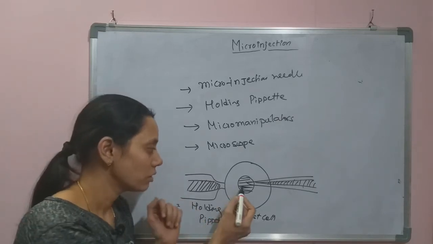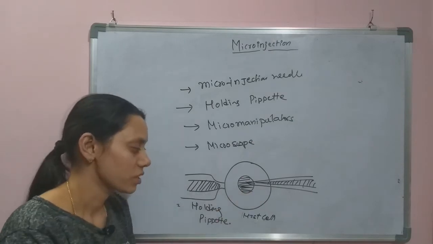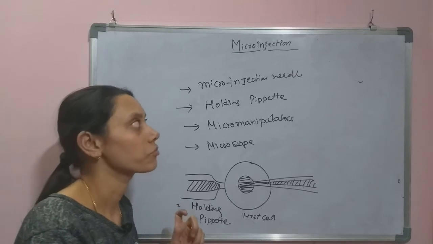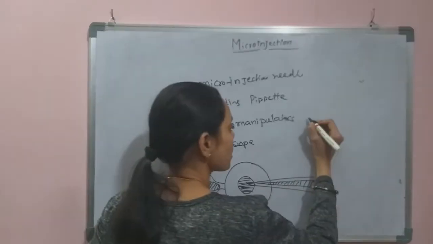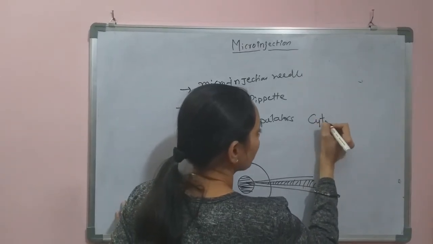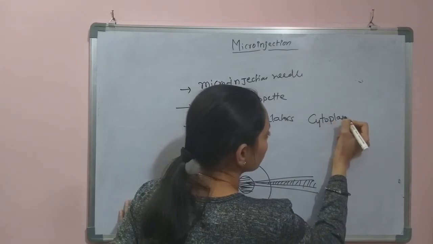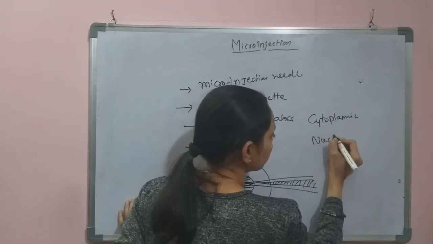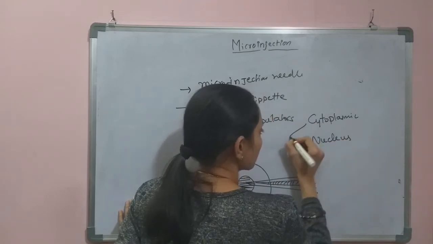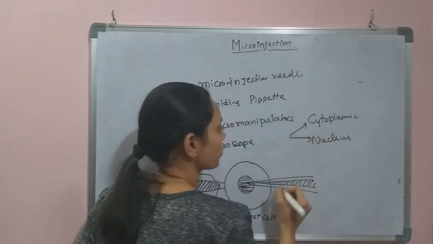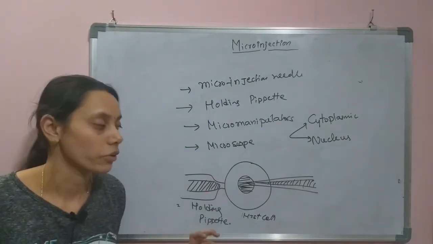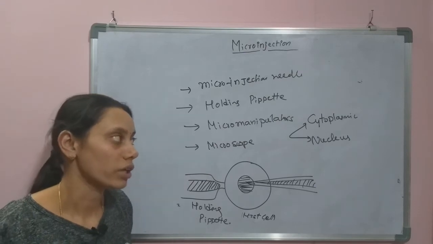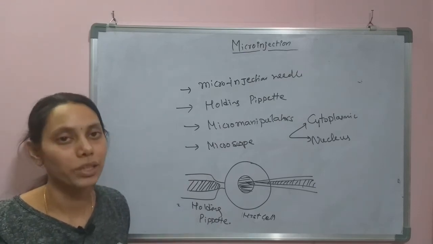Basically, the diagrammatic representation here shows the nuclear injection. There is another kind of microinjection, which is cytoplasmic injection. Based on the type of nucleic acid that is going to be introduced, or the aim of the experiment, we decide what kind of injection needs to be carried out.